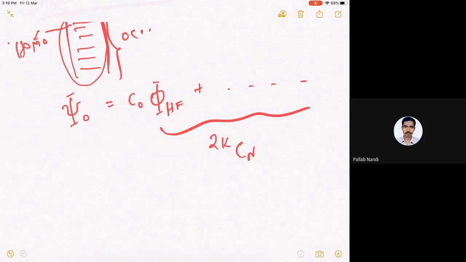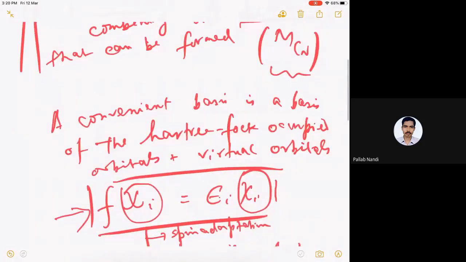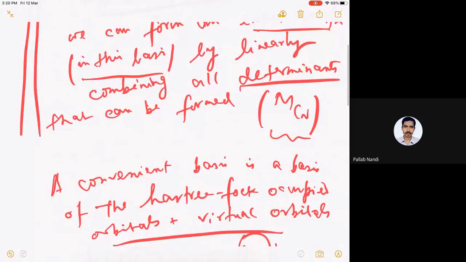Sir, this is the total exact wave function. And the phi is a determinant, a Hartree-Fock determinant. So we can write all of them in single determinant form. See, determinant essentially means a single determinant. So each of them is a single determinant.